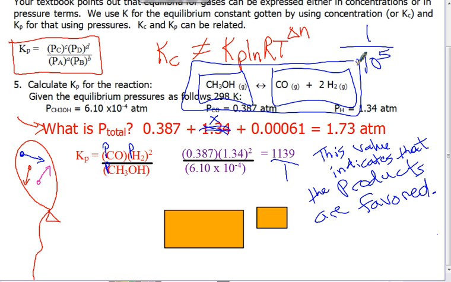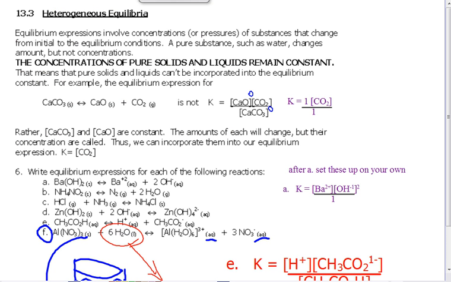Okay? Now let's get heterogeneous. First of all, heterogeneous means multiple types involved. So far, all of the examples have been gas, gas, gas, gas, gas, gas. Did you notice that? One person noticed it. Good job. All right. So now we have to talk about how we deal with solids and liquids.